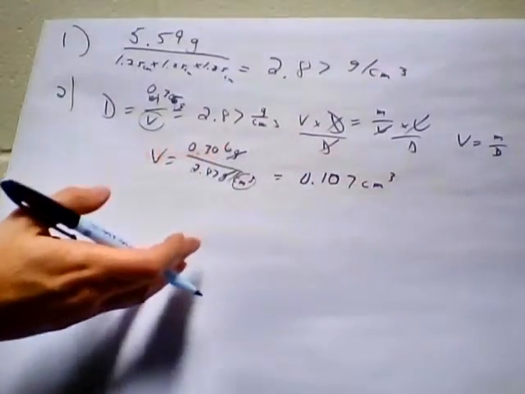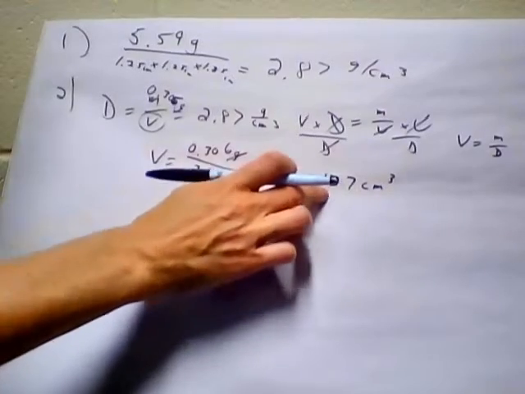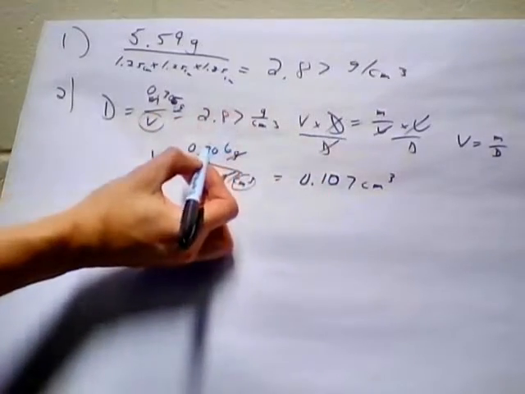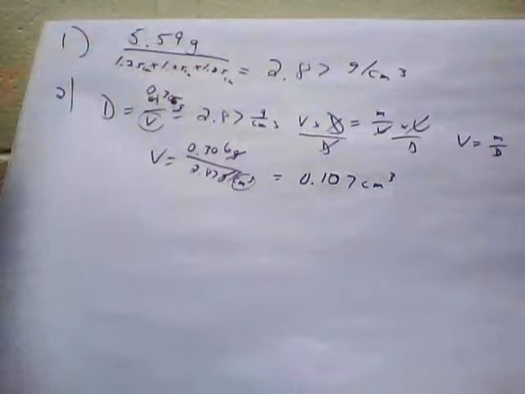It should be less than the volume of the cube as well, because it's very thin. And if I plug this back into the density equation, 0.306 divided by 0.107 should give me back the density 2.87 that I started with. That's how you check your work. And you need to check your work because that's where some of us are going wrong.